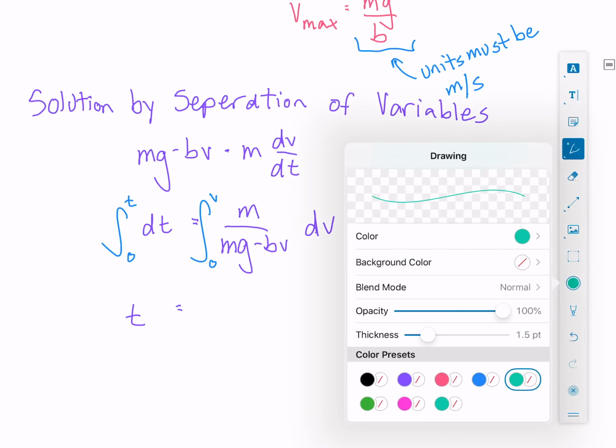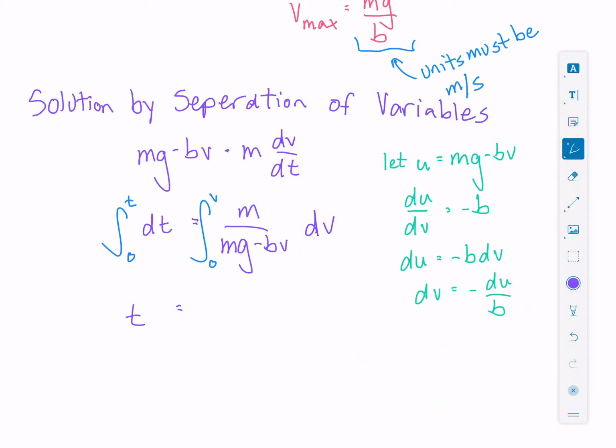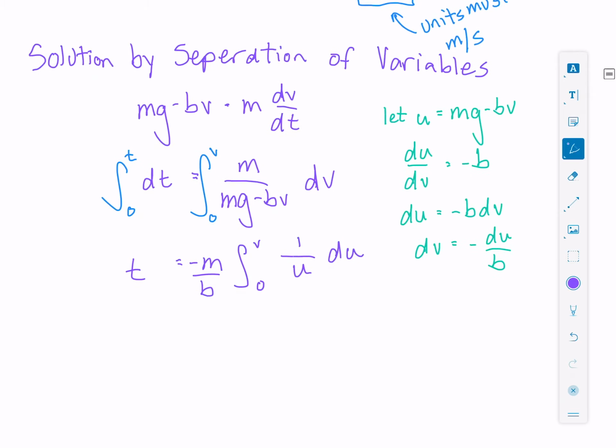So if I plug our u substitution in, we can pull out the m. It's the integral from 0 to v of 1 over, well, mg minus bv is u, and dv is negative du over b. So I'm going to substitute that. I'm going to say du, and we can plug in a negative 1 over b out front because that's just a constant. Now I can actually take this integral. The integral of du over u is something we know how to do. That's just the natural log. The negative 1 over b comes from the u substitution.